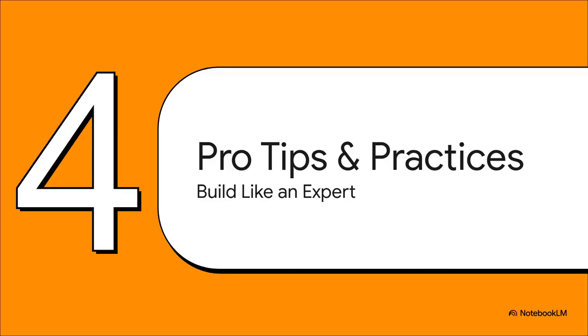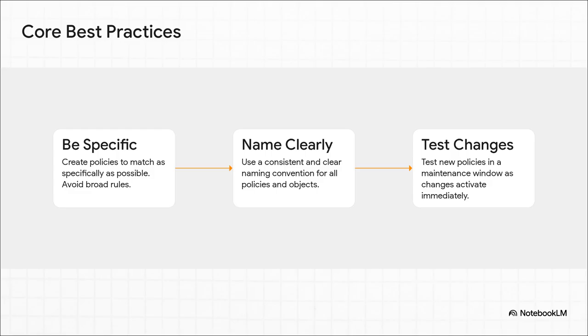Okay, we've covered the what and the how. For this last section, let's dive into some pro tips that will take your firewall rules from just working to expert level. It really boils down to three core ideas. First, be specific. So specific. Avoid using any or all unless you have a really, really good reason. The tighter your rule, the more secure you are.